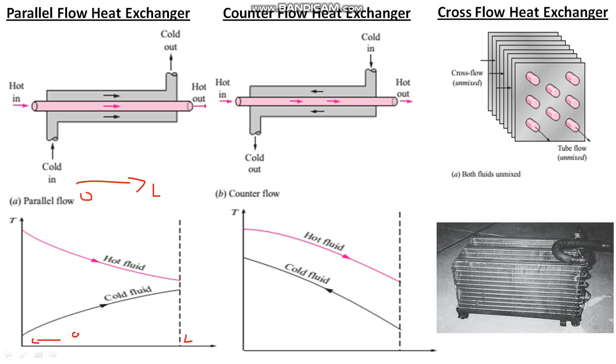The inlet temperature of the hot fluid will be very high, correct? So along the length L, the temperature T will be high, and while moving in this direction it will lose heat to the cold fluid. Then the temperature of the hot fluid will decrease up to this point. Similarly, if you plot the temperature of the cold fluid, it is also in the same direction.